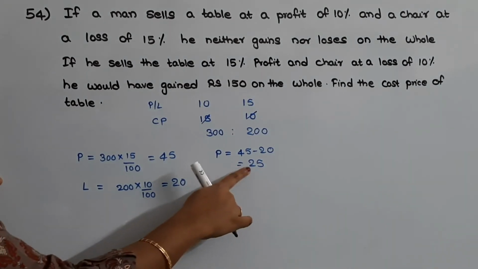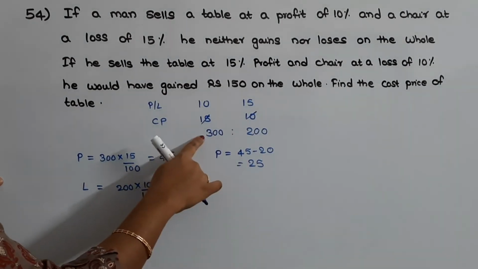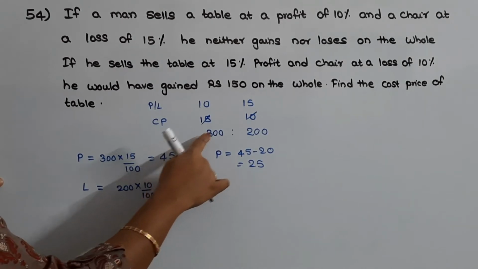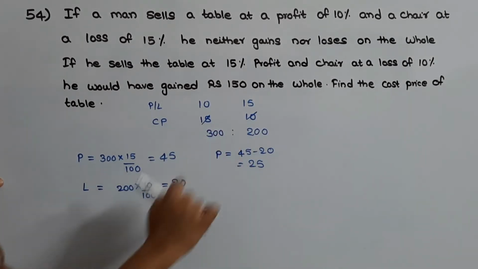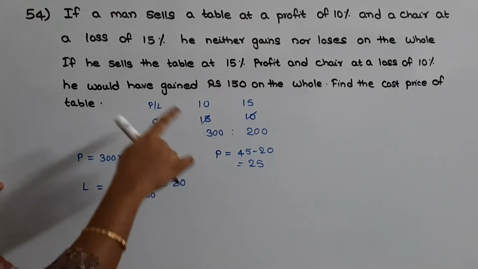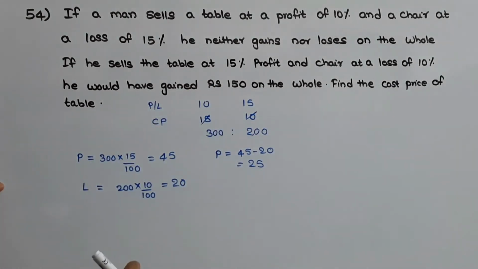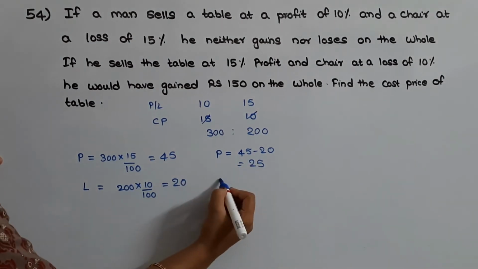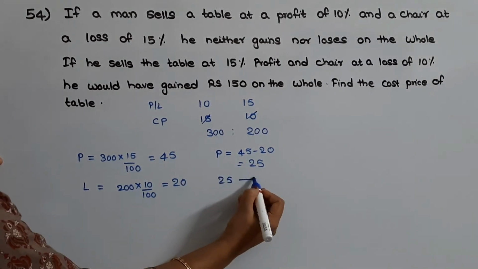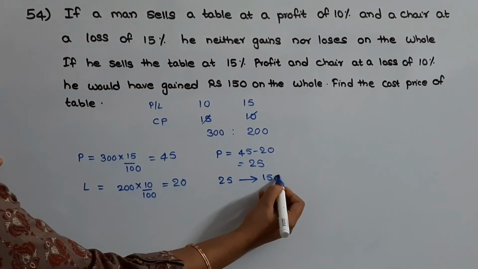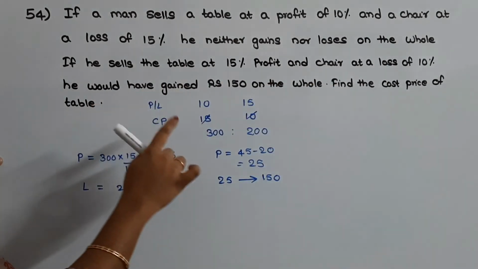So this is the overall profit when the cost price of the table is 300 and the cost price of the chair is 200. But in the question the overall gain or the overall profit is given as rupees 150. So this 25 can be written as 150. So we need to find out the cost price of the table.